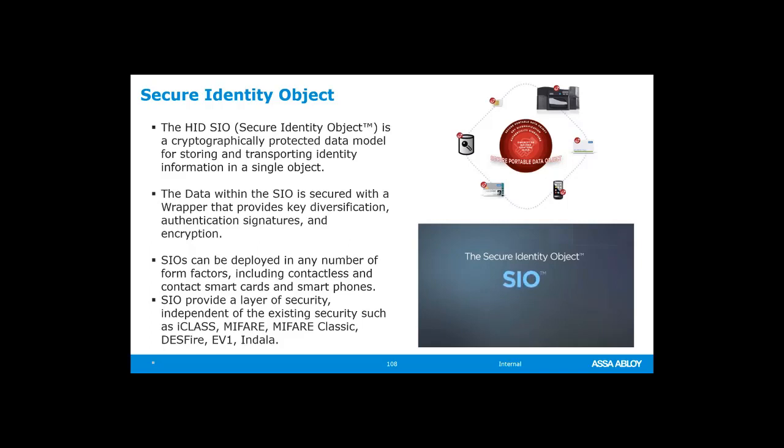HID came out with Security Identity Object. This is a cryptographically protected data model for storing and transporting data information as a single object. The data within the SIO is secured with a wrapper that provides a diversification key, verified signatures, and encryption. SIO can be deployed on a number of form factors, including contactless and contact smart cards, smartphones, USB tokens, and more. It provides a layer of security independent of the device itself. So this is an additional layer of security.